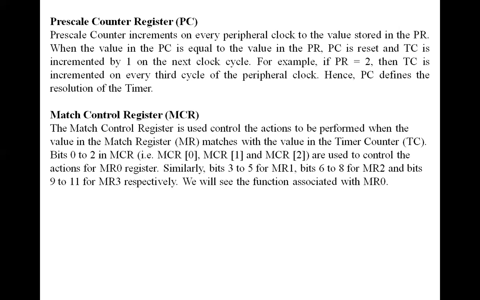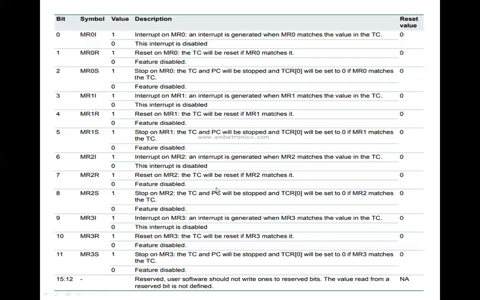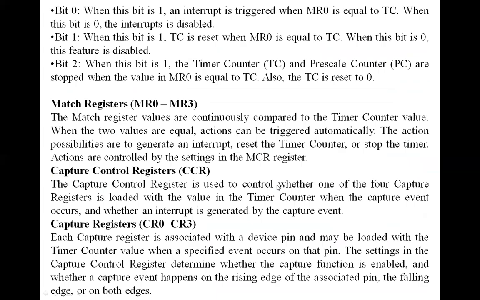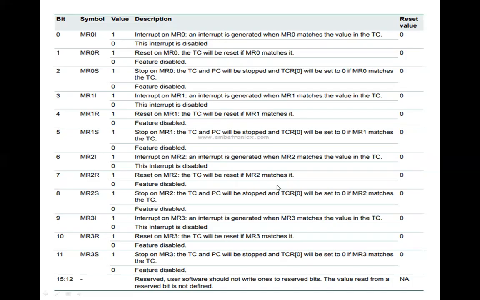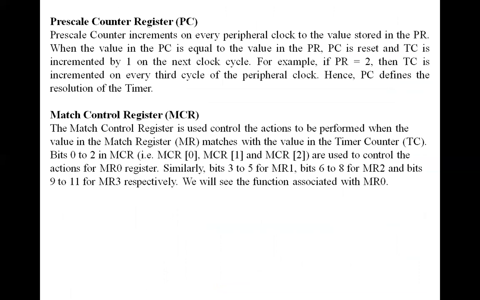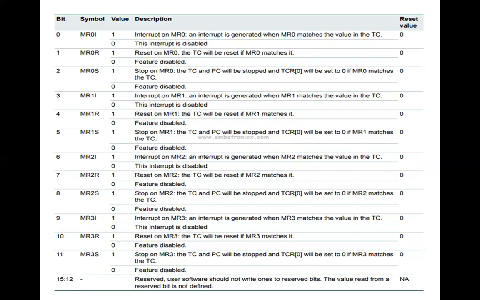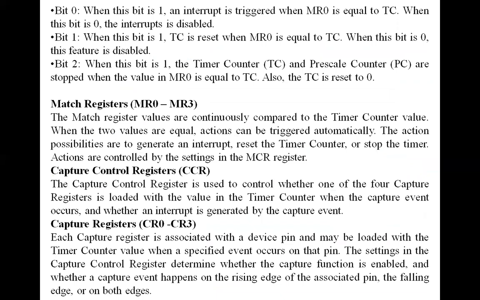Here the internal structure of bits with their symbols, their values and their description is given. Here, to continue with this, after this, bit 0, 1 and 2 positions are given.